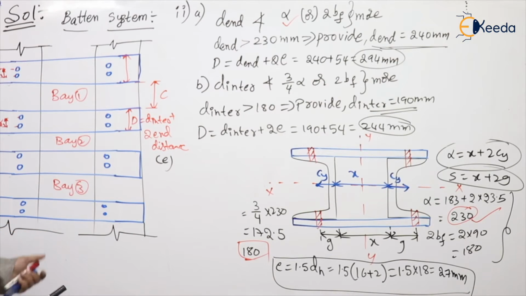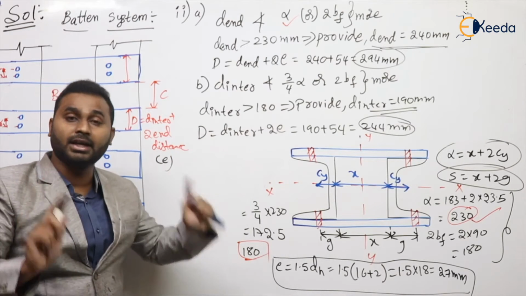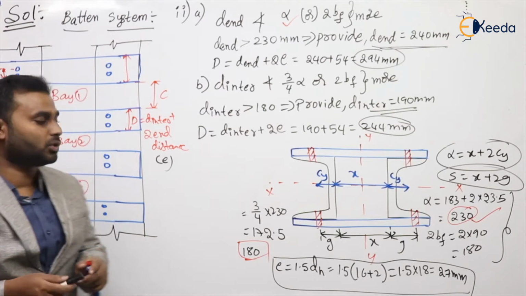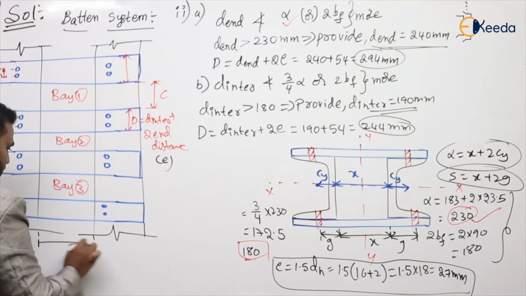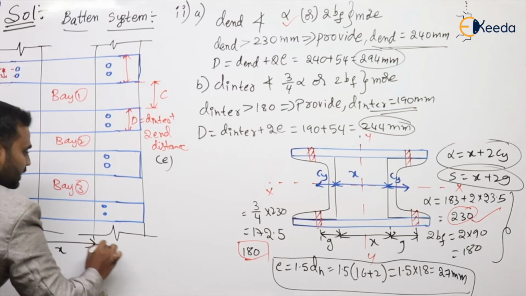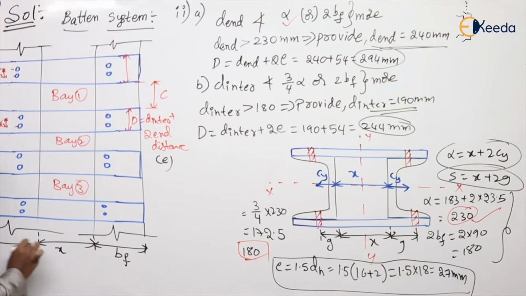Now coming to the length, before calculating the thickness, we need to determine the length. So what is the length here? See here, length of the batten. This is the spacing of the channels, X, and this is the width BF, the width of the flange of a channel. Now the length of the batten is nothing but X plus 2BF.